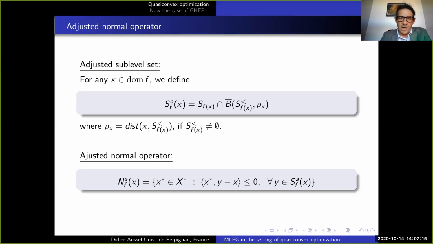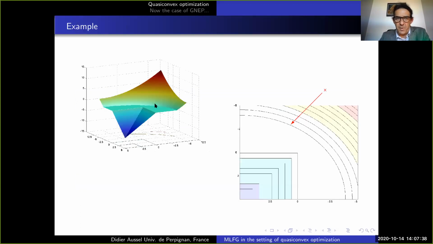And now, since we have those new sublevel sets, we can simply define the normal cone to those sublevel sets. So you take a point, then you obtain the adjusted sublevel set, and you take the polar. And that's it. You have what is called the adjusted normal operator. So let us have a look at an example. Here is my map again. Here are my sublevel sets, and I will consider this point here, just at the end of the flat part, right?